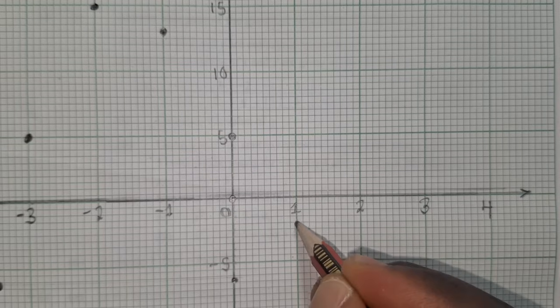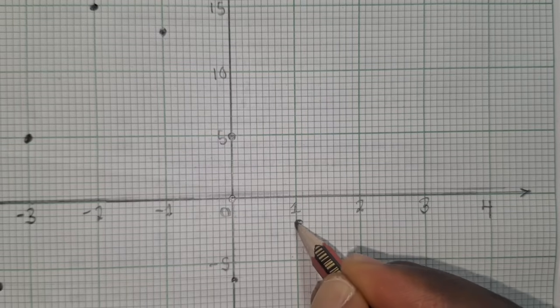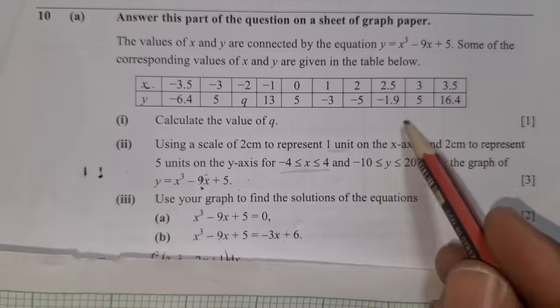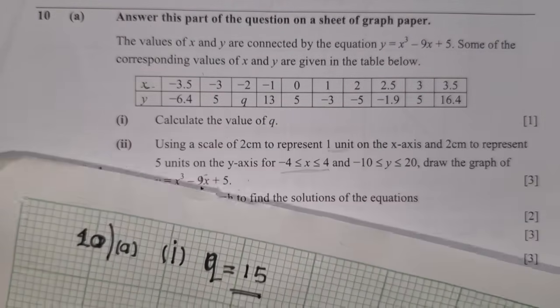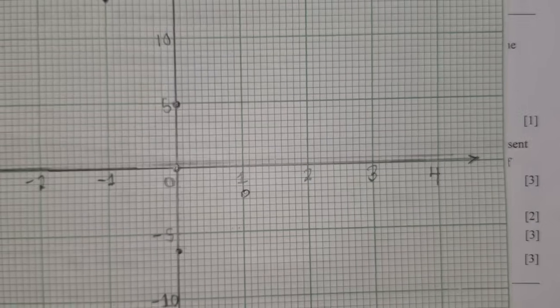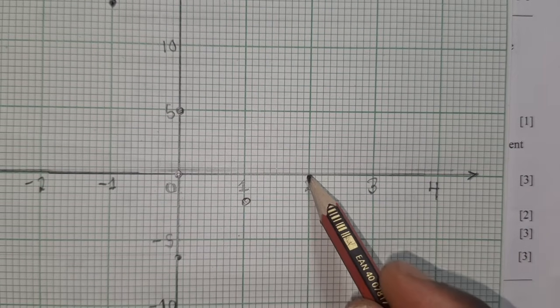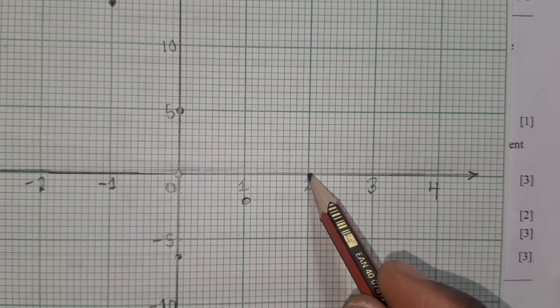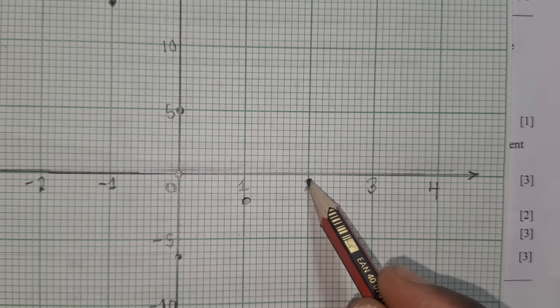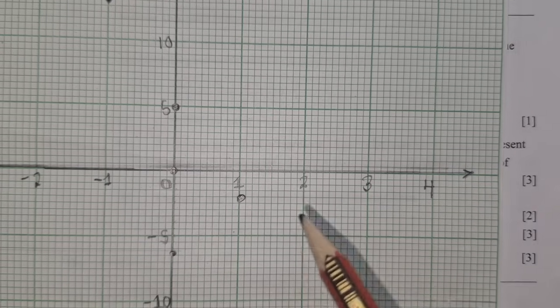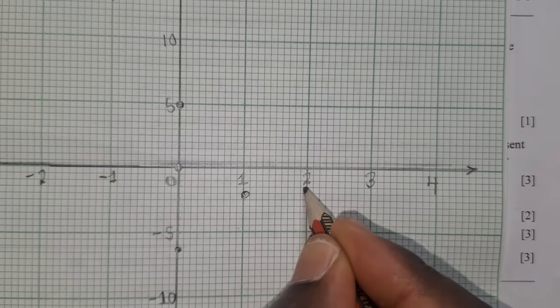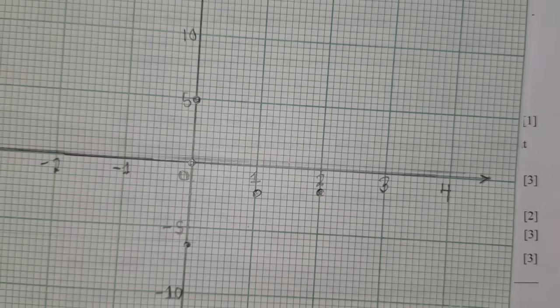So this is where negative 3 is. It's right over here. Next one is (-2.5, -1.9). So negative 2, it's here. So 1, comma 1.9. This is 0.1, 1, 1.5, and then 2. So in between here, this is where the point will be. It will be in between here.